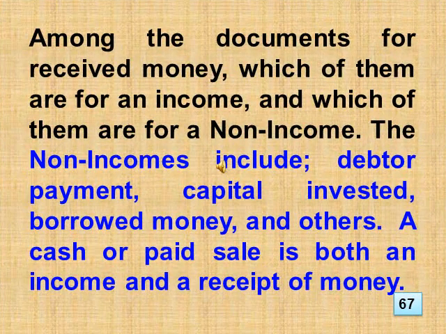Among the documents for received money, which of them are for an income, and which of them are for a non-income? The non-incomes include debtor payment, capital invested, borrowed money, and others. A cash or paid sale is both an income and a receipt of money.